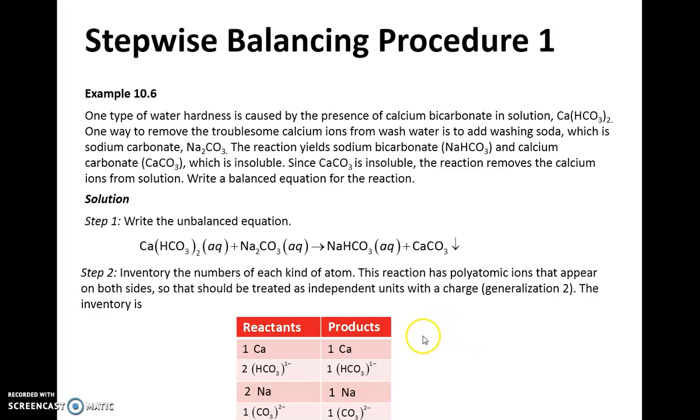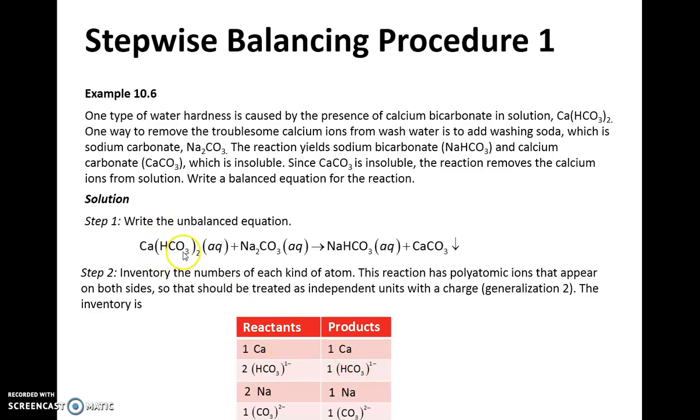Let's carry on here. So we inventory the numbers of each kind of atom. So calcium, we've got 1 calcium on this side, 1 calcium on this side. We're going to write that in our chart. And then we have 2 bicarbonates. Now what in the world?